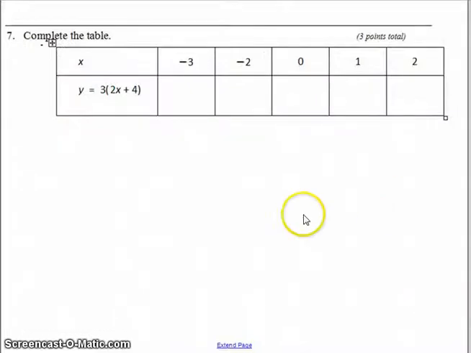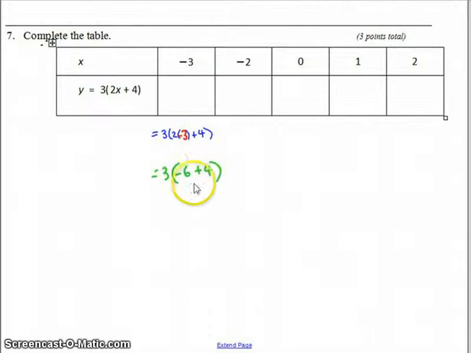Okay, for number 7, in this case, I know that x is negative 3. I know y is equal to something that has x in it. Well, x is negative 3. So instead of 3 times 2x plus 4, I'm going to put negative 3 in there. And using PEMDAS, the first thing I would do would be 2 times negative 3. Well, 2 times negative 3 is negative 6. So now I've got 3 times negative 6 plus 4. Again, PEMDAS tells me to put the negative 6 and 4 together next. So I've got 3 times negative 2, or in other words, negative 6. Negative 6 is what y becomes.